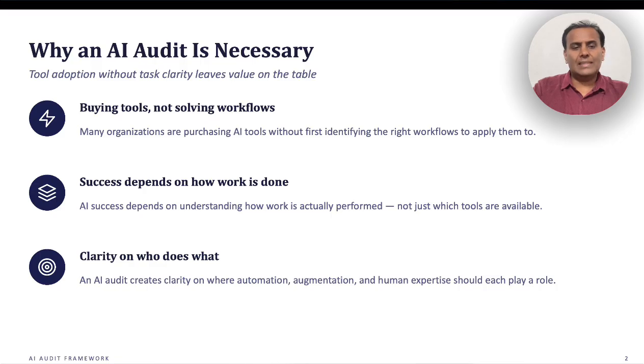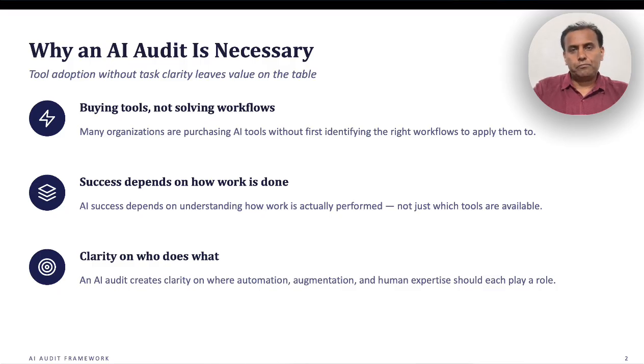Clarity on who does what is very important. AI is a decision engine, AI is a machine, and AI can act as an agent, similar to employing another person. So you have to know what kind of work it does when you add AI. An AI audit gives clarity on where automation, augmentation, and human expertise should each play a role. If this clarity does not exist, you may be doing work which AI can do better, which is highly inefficient, or giving AI work it is not actually capable of doing, which is again very ineffective. That's the game you need to understand.